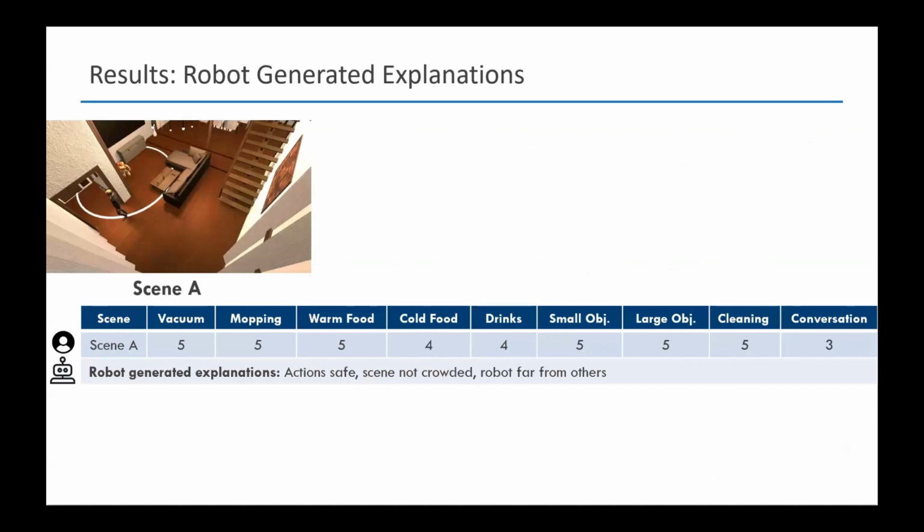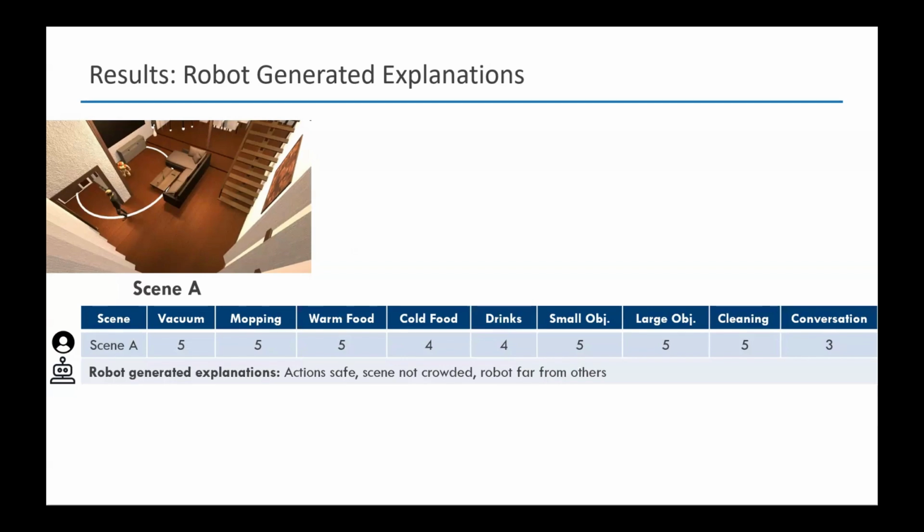Now I'm going to give you some GRACE-generated robot explanations for given user scores. Here in scene A, this line shows the user scores given for the social appropriateness, 5 being the most appropriate and 1 being the least appropriate, so very inappropriate. So these are the scores given by people, and these are the robot-generated explanations for such scores, why people would have given such scores.